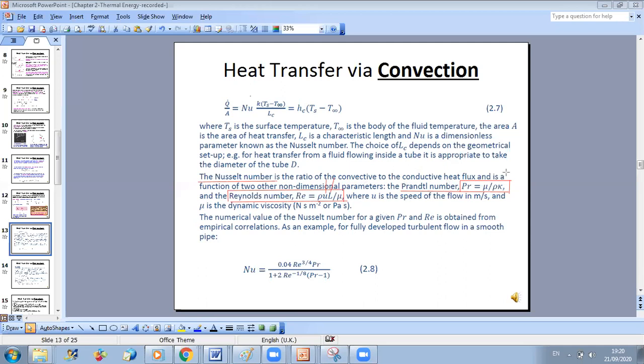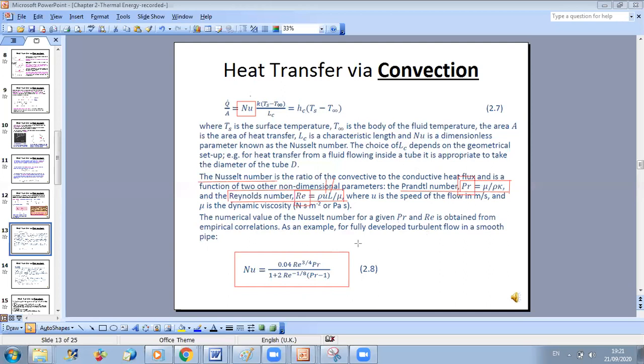So as can be seen here, these two numbers include all characteristics you are interested in. This is why when you perform experiments, you will try to relate the following three numbers: Nusselt, Reynolds, and Prandtl. When you do this in your experiment, you can come up with a relation that is general and that can be used if you have the same conditions of flow. What do I mean by conditions? If I have turbulent flow, let's say, over a flat surface, I can use this. So here, the numerical value of the Nusselt number for a given Prandtl and Reynolds is obtained from an empirical correlation.